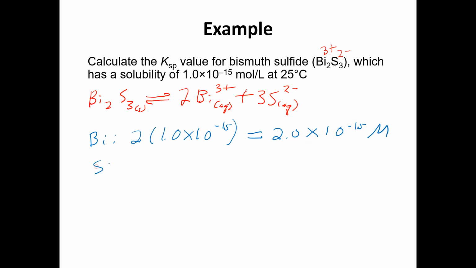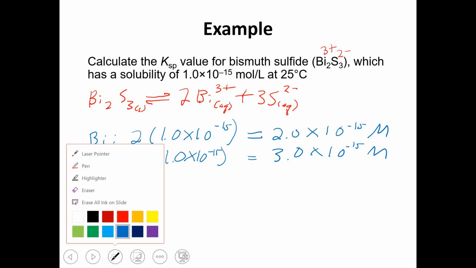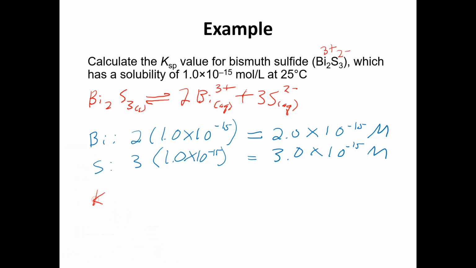And for sulfur, we're going to have 3 times the concentration, since there are 3 of them. So we're going to have 3.0 times 10 to the negative 5th molar. So if we write Ksp for this, Ksp would be the concentration of bismuth squared, since there are 2 of them, times the concentration of sulfur cubed, since there are 3 of them.